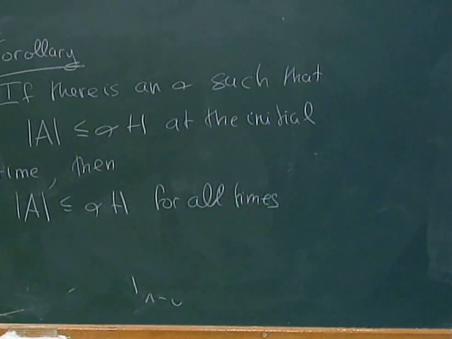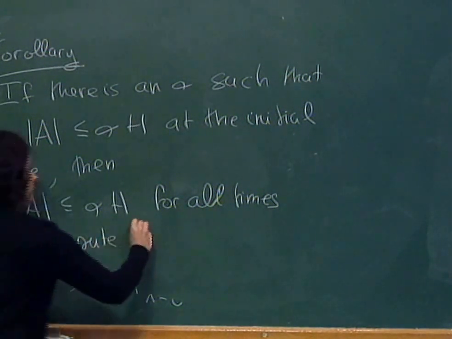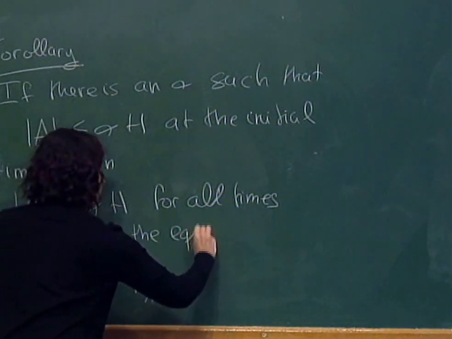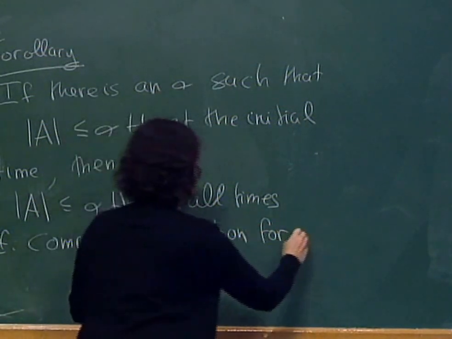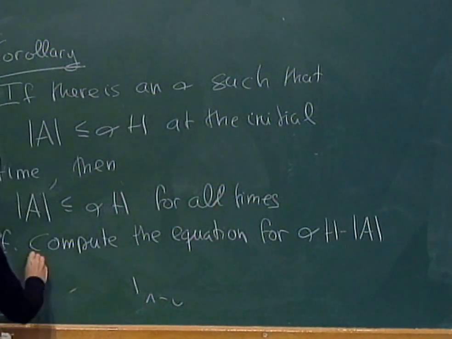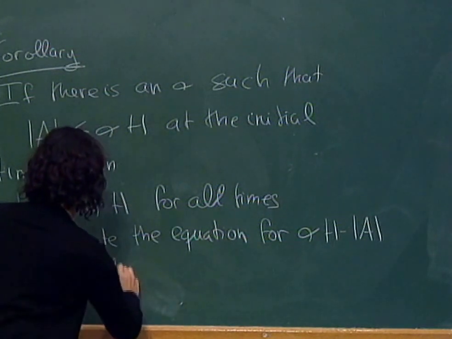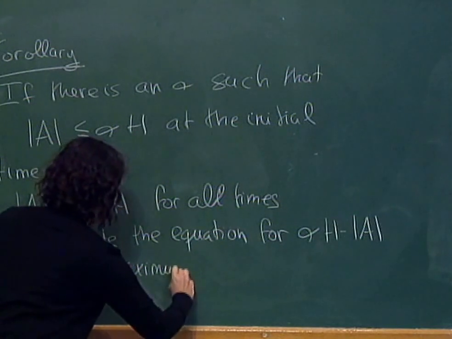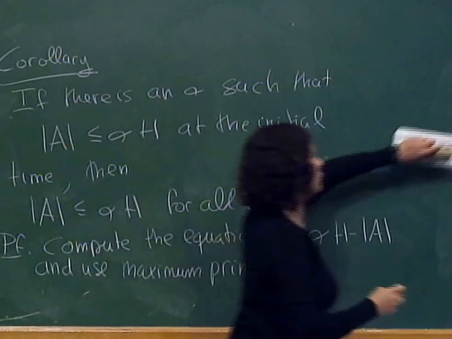It's just because I computed already the things there, I can compute the equation for the difference of these two things. So the proof is just compute the equation for alpha h minus a and use maximum principle. So in the notes, the computation is done. I can tell you exactly what you get.